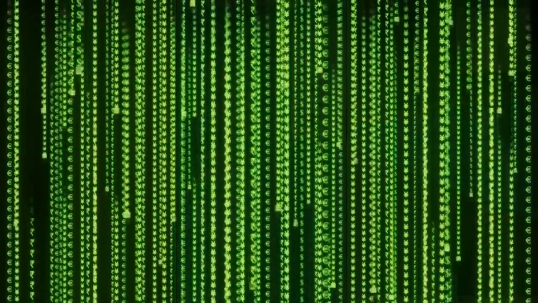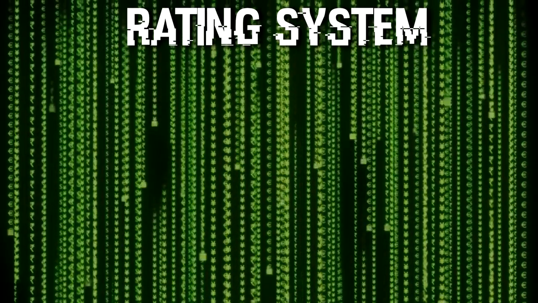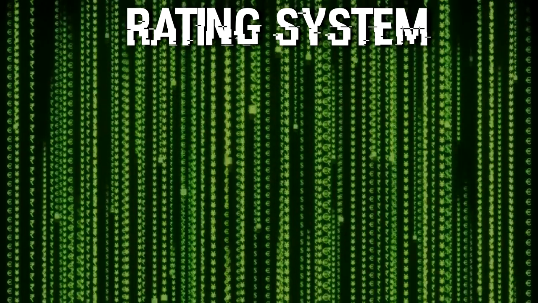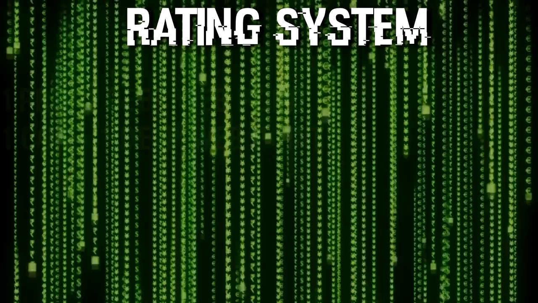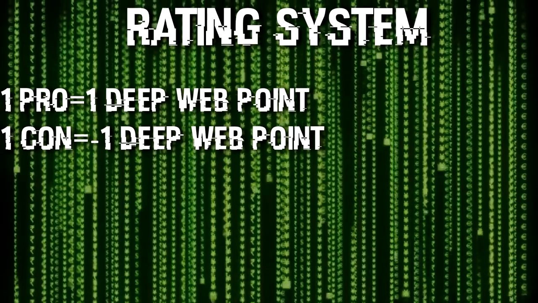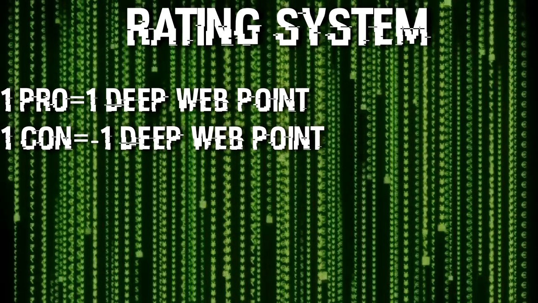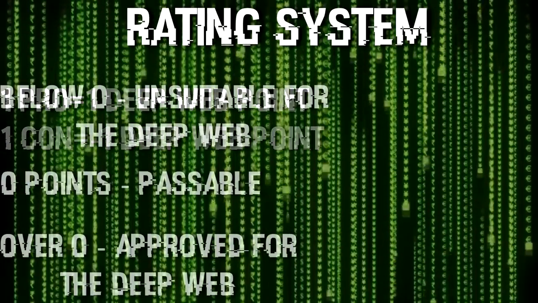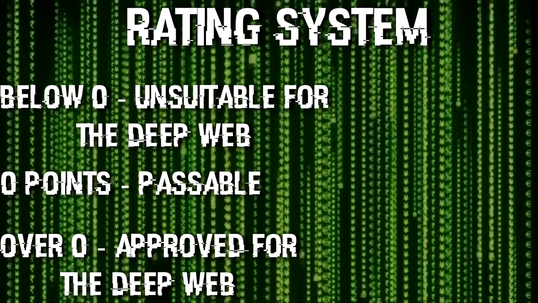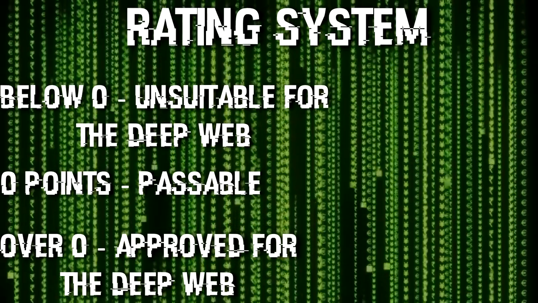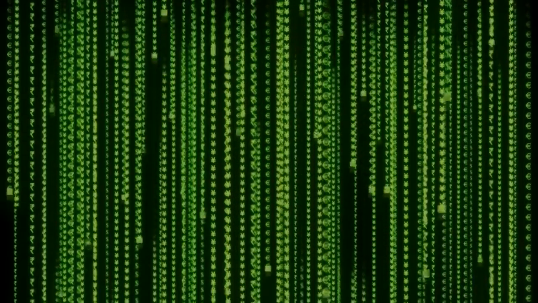We will be rating each system by deep web-related functions and some other factors. At the end of every segment, we will gather the pros and cons of each OS. Every pro is worth one deep web point, and each con is worth minus one deep web point. We will add the numbers up, and at the end of the videos, we will order the OS by their deep web points. Any OS that breaks even is passable, and if it gets more than 0 deep web points, it is officially approved for deep web usage by Deep Web Vault. With those short introductions and rules out of the way, let us begin.